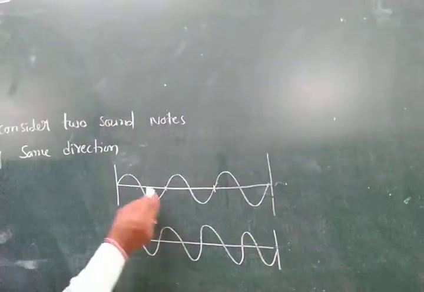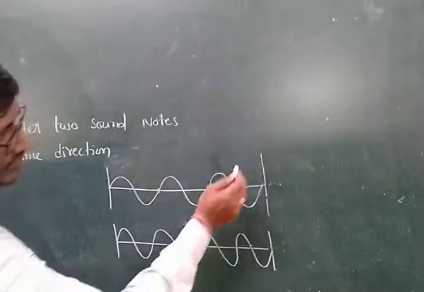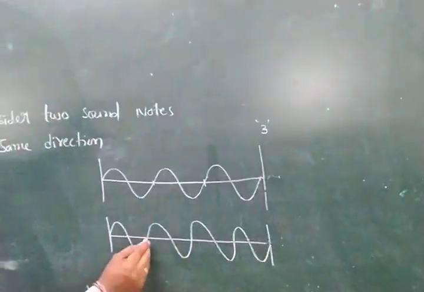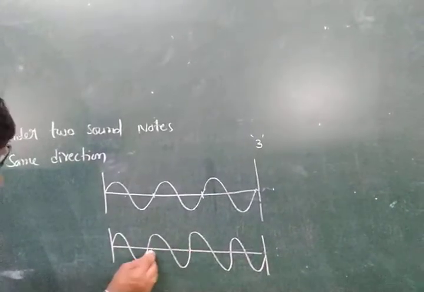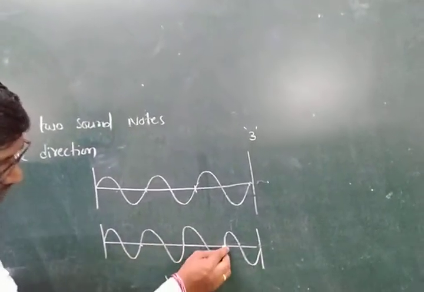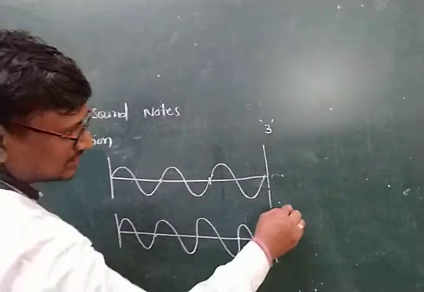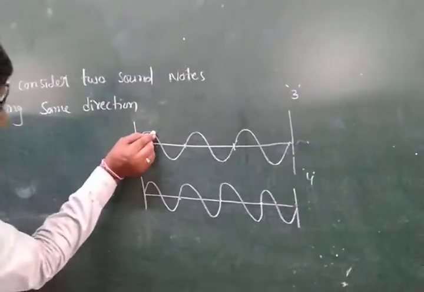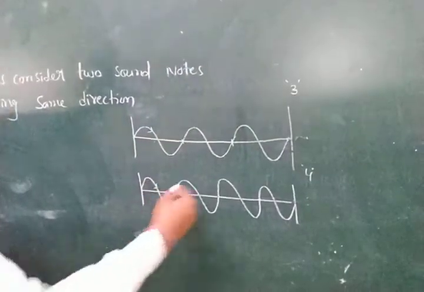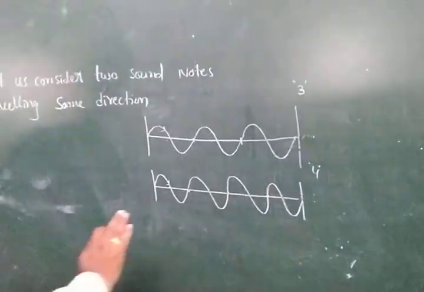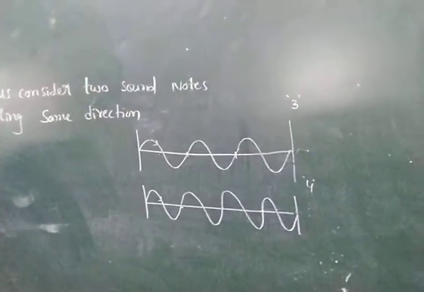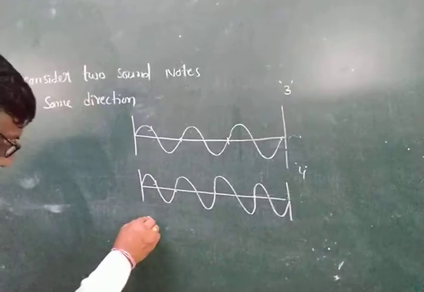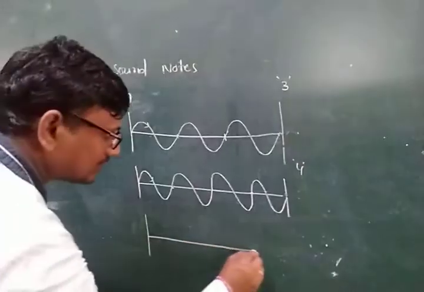See here, how many frequencies are there? This sound note has 3 frequencies, but this other sound note has 1, 2, 3 and 4. Observing these two sound notes, they are traveling in the same direction. Now their resultant is nothing but the overlap of each other.